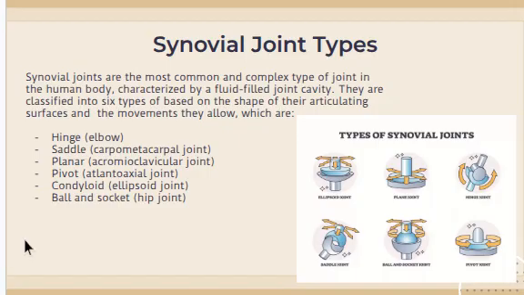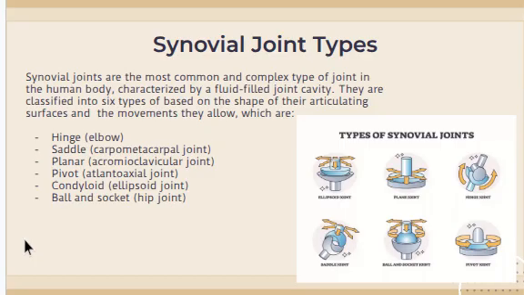So starting off with the ball and socket joint. This is the type of joint that features the rounded head of one bone fitting into the cup-like socket of another. It provides the greatest range of motion, allowing for movement on all planes, including rotation. Examples of this are the hip and the shoulder joint.